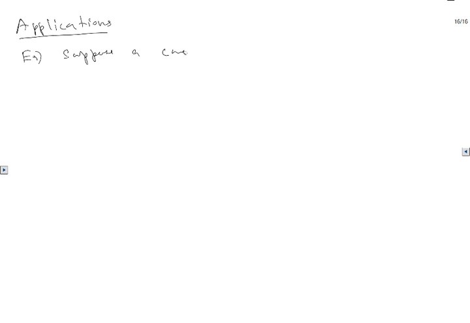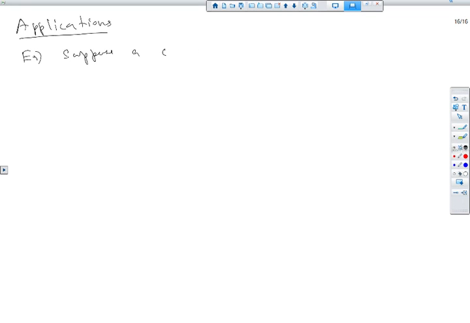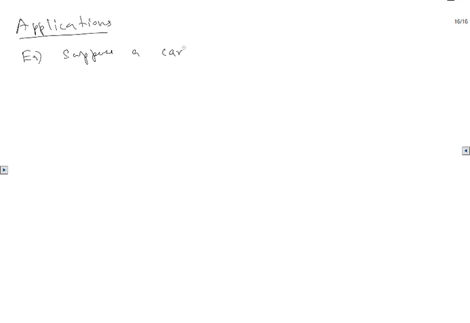a car drives at a speed e to the t over 2 meters per second, where t is in seconds. So the question is, how far did the car go?